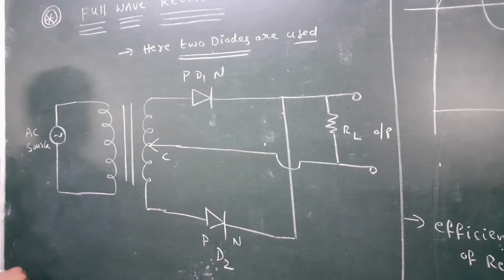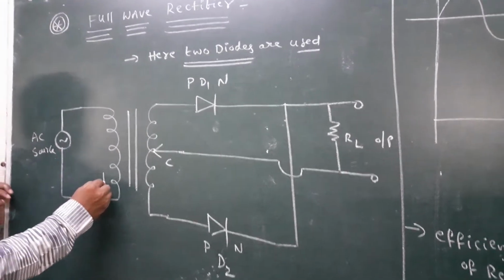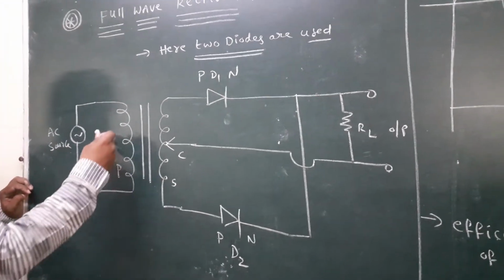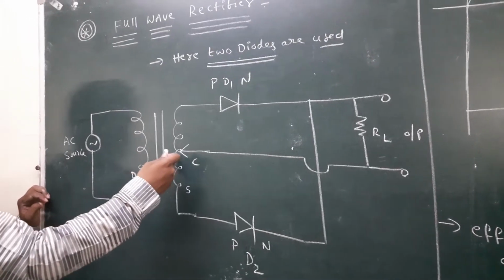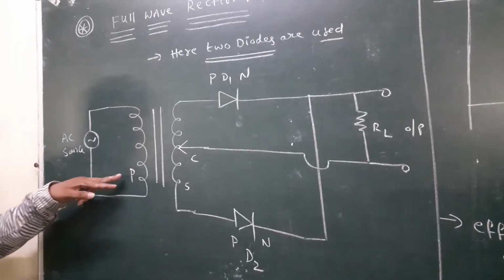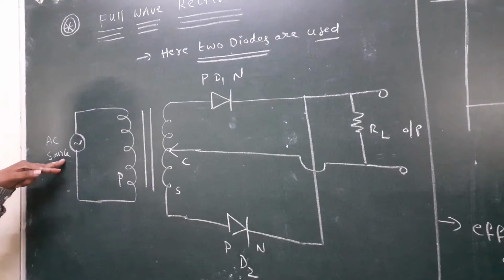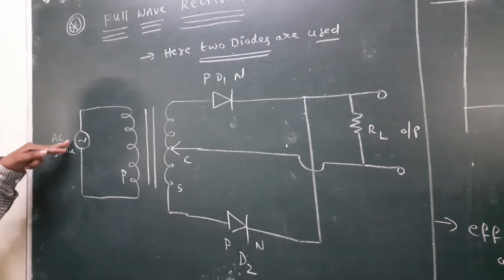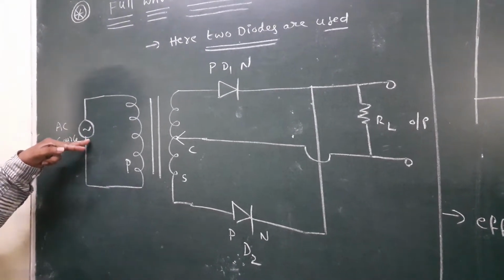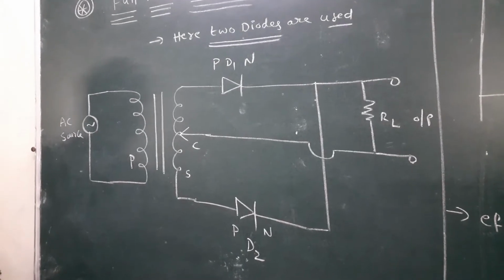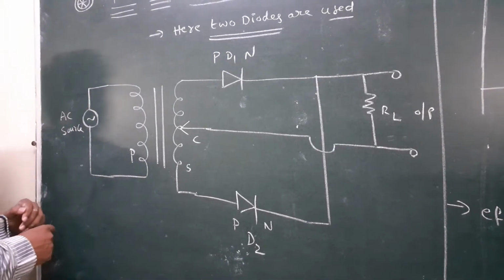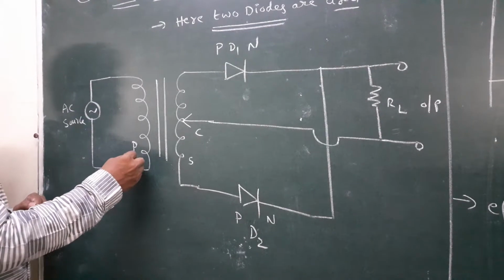Look here. This is the symbol of a transformer. This is the primary coil, and this is the secondary coil. The primary coil is connected to the input. The input is called the AC source, and this is the symbol of the AC source. First I discuss the primary coil.